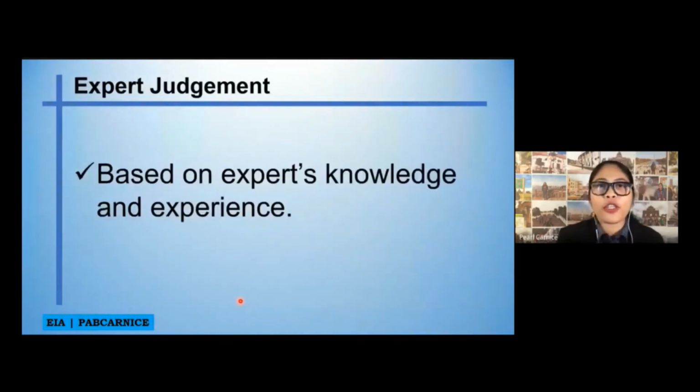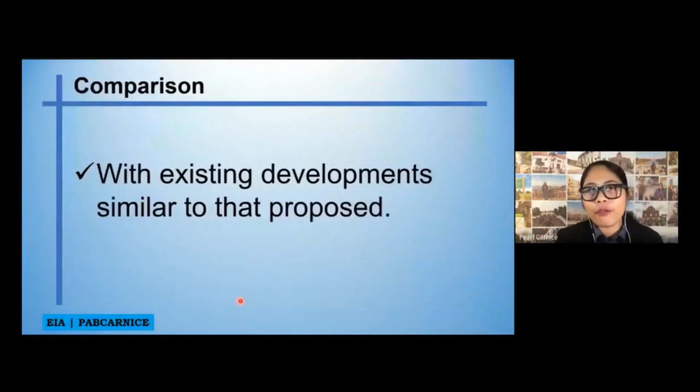Next is, of course, comparison. This is more of comparing your EIA study with an existing development similar to that proposed study. That is why I gave you two examples of an EIA study, which is also almost the same project.